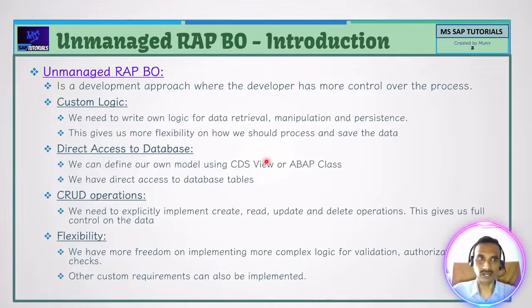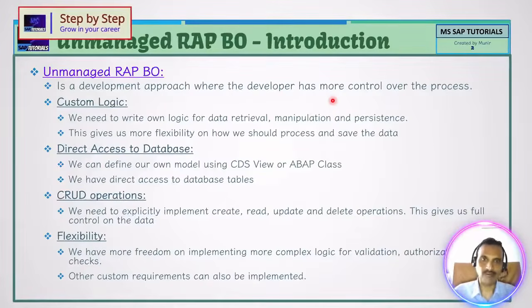So moving on, let us first understand what unmanaged RAP BO is. This is a development approach given by SAP where the developer has more control over the process. That means we will have to actually write everything. Nothing will be done by the framework. Of course, it gives a framework which we have to use. RAP is a framework, guys. So we have to confine ourselves to the RAP framework that we have, and on top of that RAP framework, we have to write our own code.